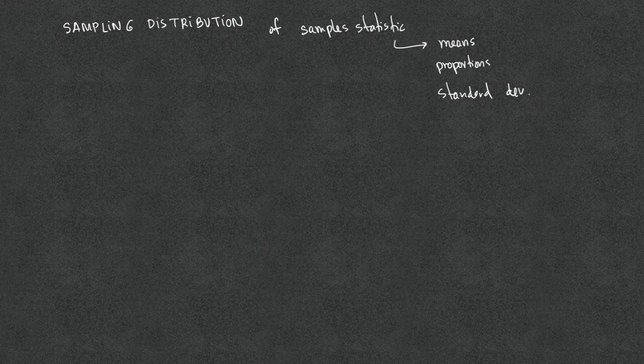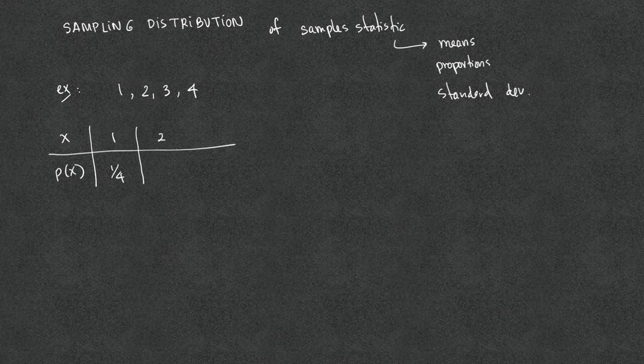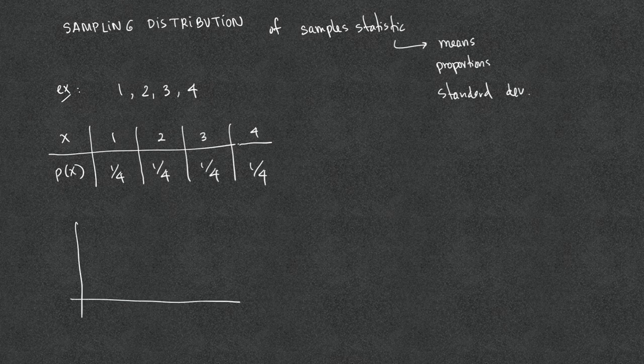For example, suppose we have a distribution where the population consists of the digits 1, 2, 3, 4, and assume that this has a uniform distribution, meaning there's a quarter chance that 1 occurs, there's a quarter chance that 2 occurs, and so on. Thus, when we graph this distribution, we see that the graph is a flat curve. This is a characteristic of what we call a uniform distribution.